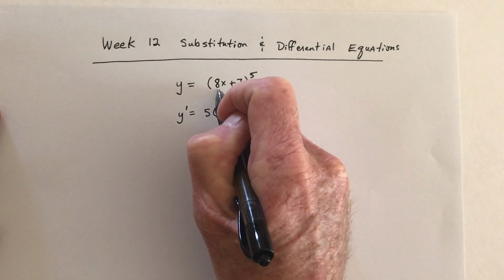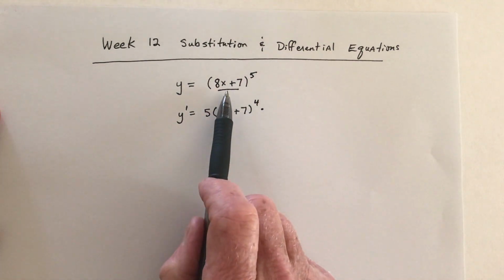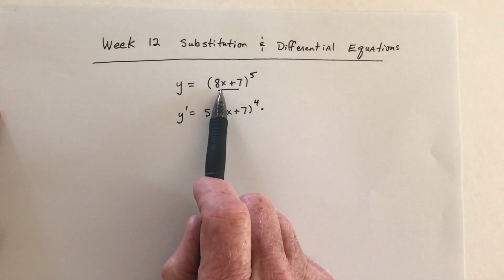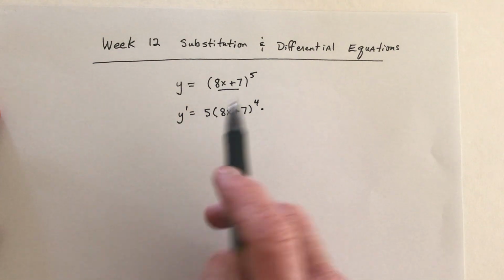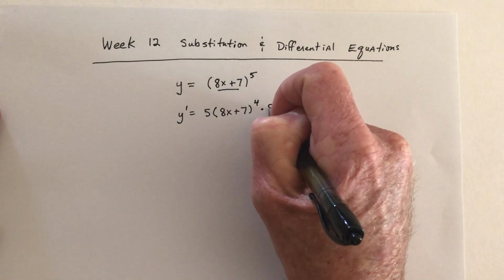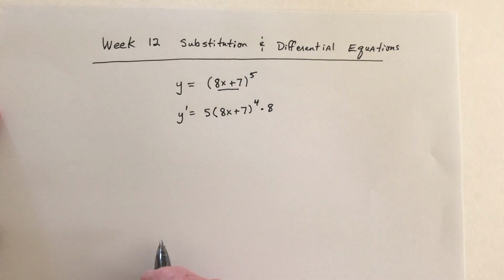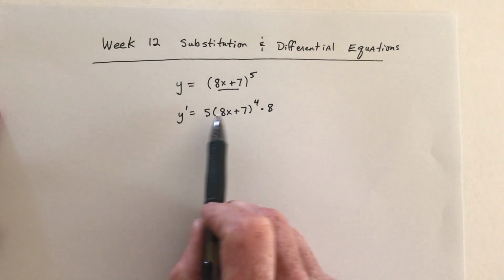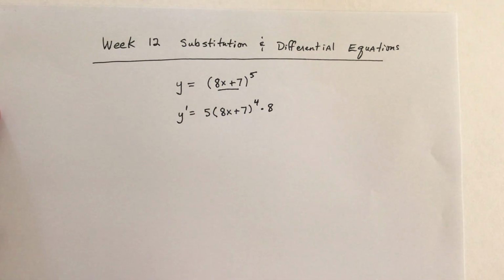And then the other part of it is the chain rule. So now I need the derivative of the inside, and the derivative of 8x plus 7 is an 8. So multiply by 8. And usually I would combine these two and just put a 40 in the front, but I'm trying to make a point about the chain rule.